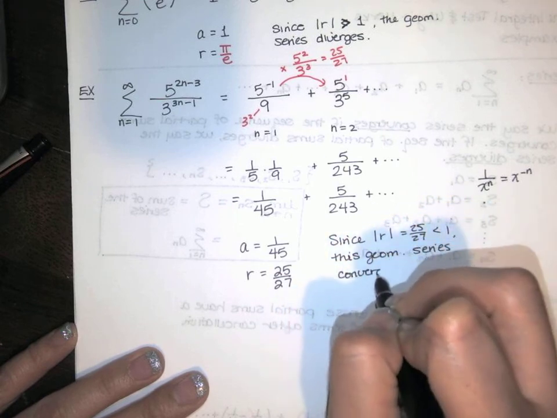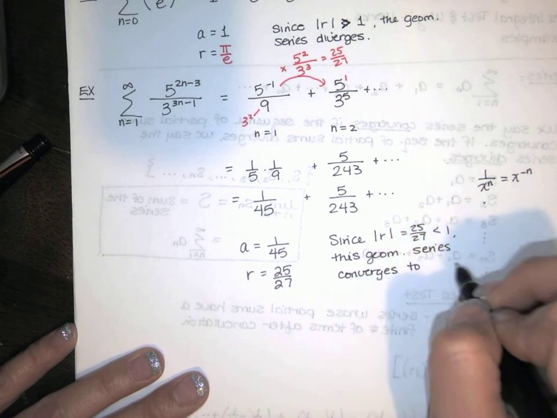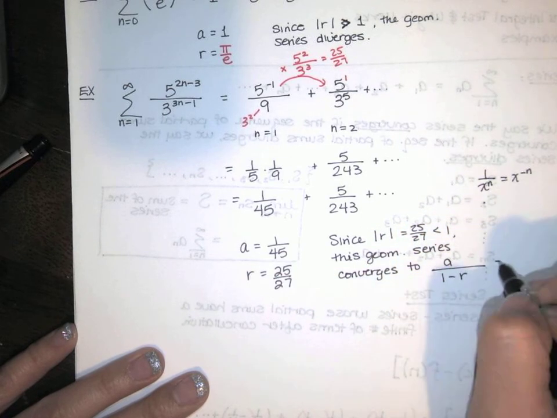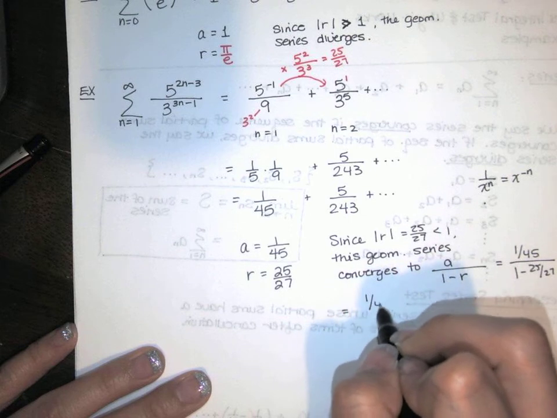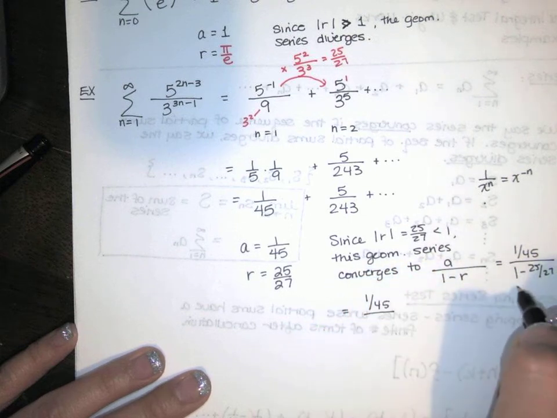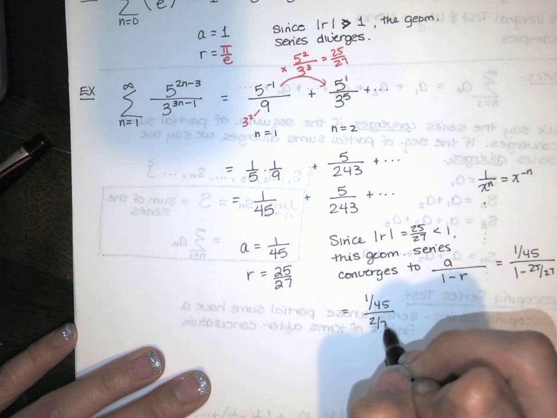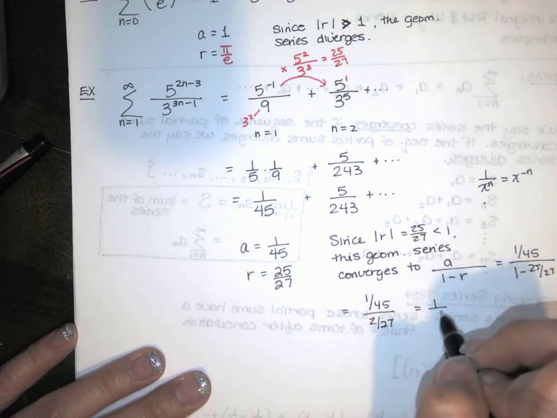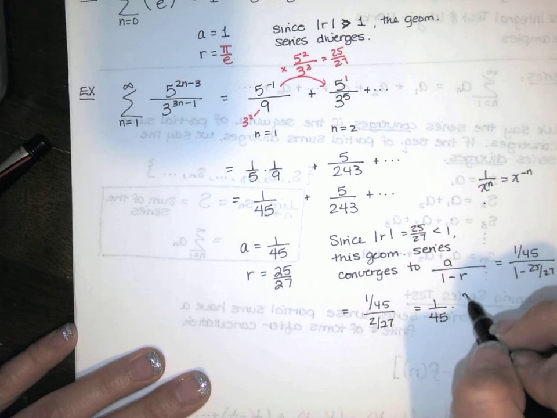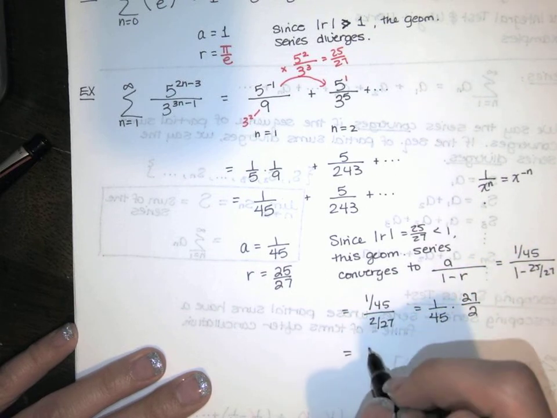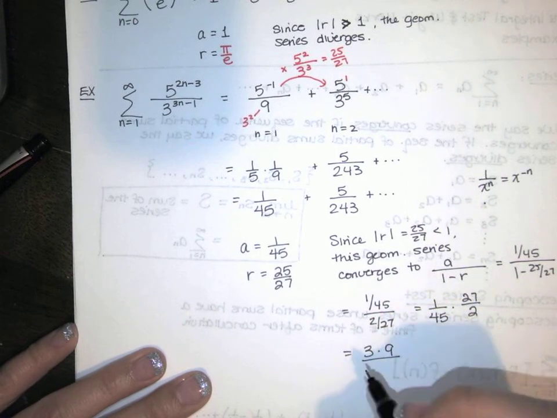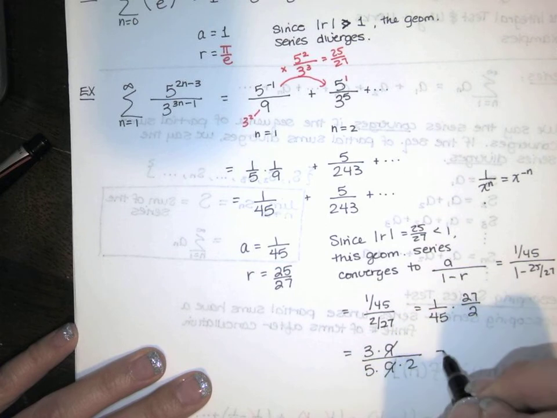And remember, geometric series converge to their first term over 1 minus the common ratio. So we're going to have 1 over 45 over 1 minus 25 over 27. So we'll get 1 over 45, that's 27 over 27, minus 25 over 27 is 2 over 27. And you keep the top fraction and you flip the bottom one and multiply. So 27 is 3 times 9, and 45 is 5 times 9. So we get 3 over 10.